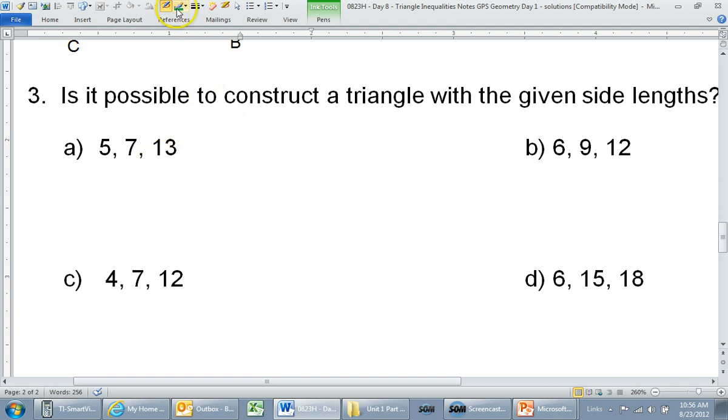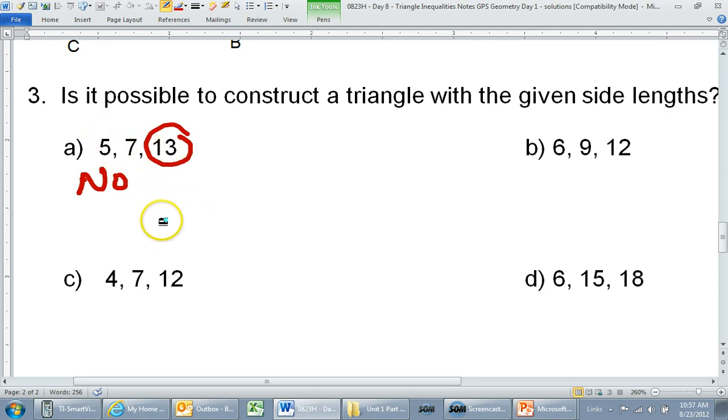Basically, look, the way my brain works, I think this will help you. I like to always focus on the biggest one first. Okay? I look at the 13, that's the biggest. The other two have to be more than that. If they're not, it's a no. Okay? Okay, so that's a no, because 5 plus 7.